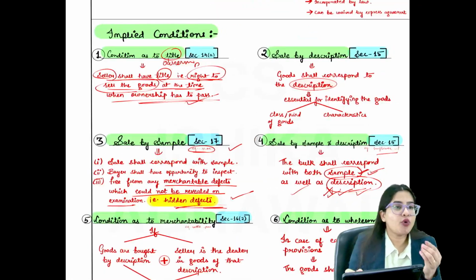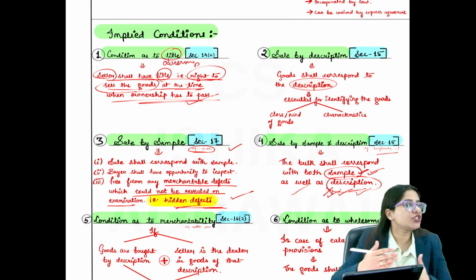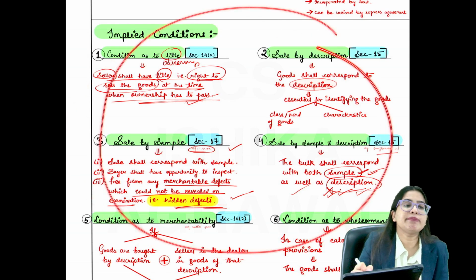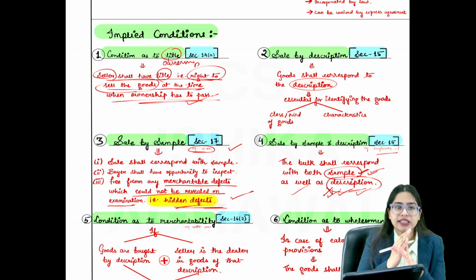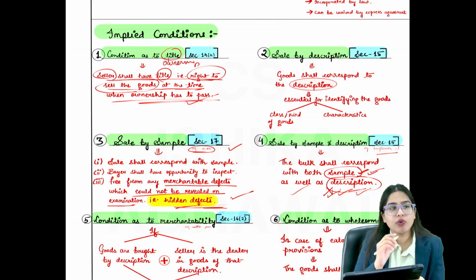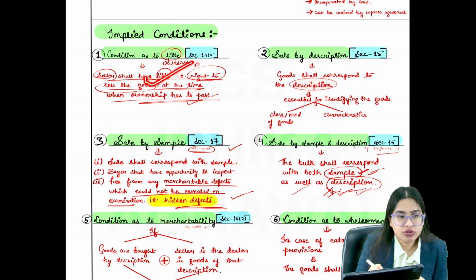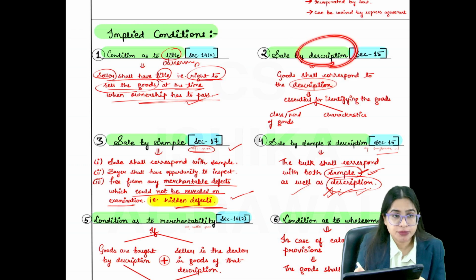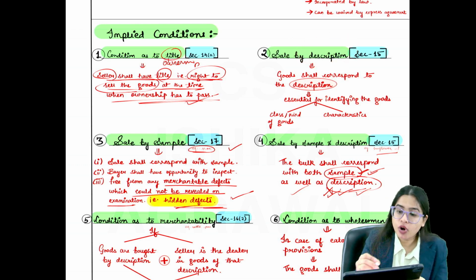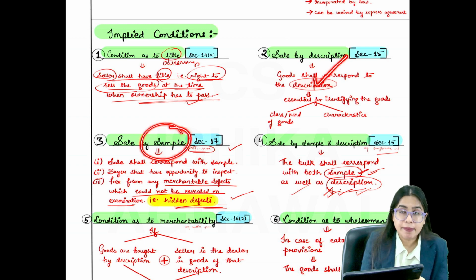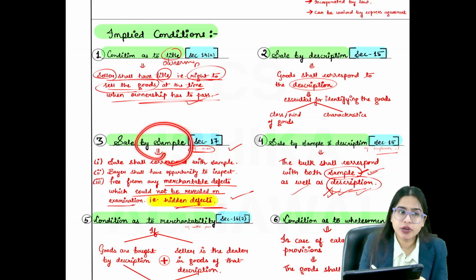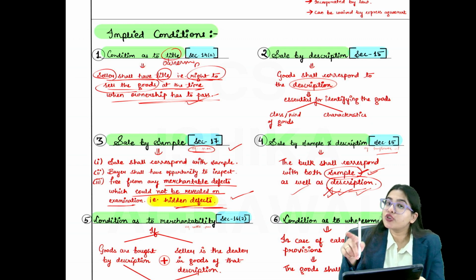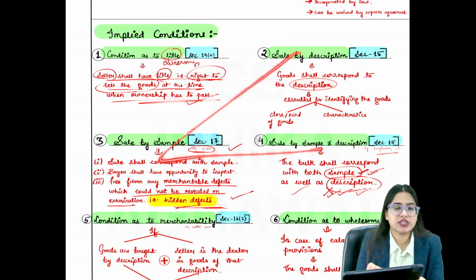With this, we are done with 4 implied conditions, where even if the condition is not mentioned in the contract, these are implied conditions. If the seller breaks these implied conditions, then the buyer can cancel the contract. Till now what we did: condition as to title, which means the seller should have the title of the goods at the time of selling it. Next, sale by description. If the seller has described the product, then goods should be according to the description. Sale by sample. If the seller has shown the sample, then goods should be according to the sample. Sale by sample and description. If the seller has shown sample and description both, then goods should be according to both. These 3 points are similar.